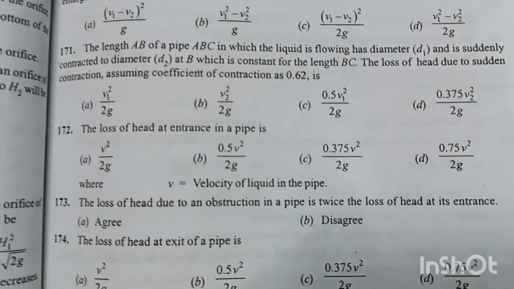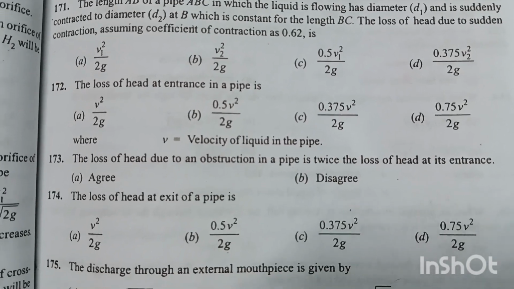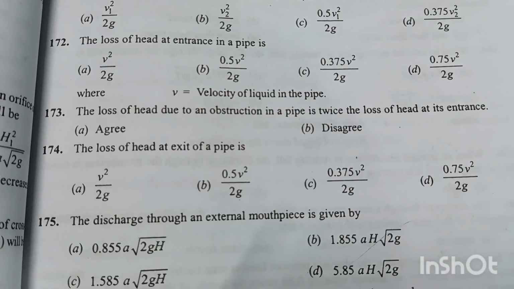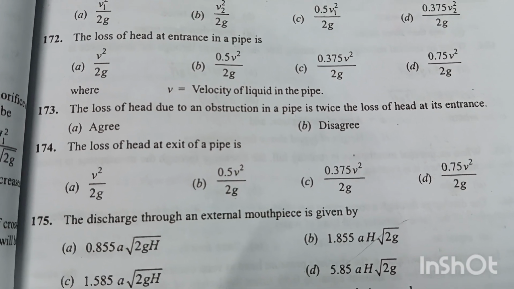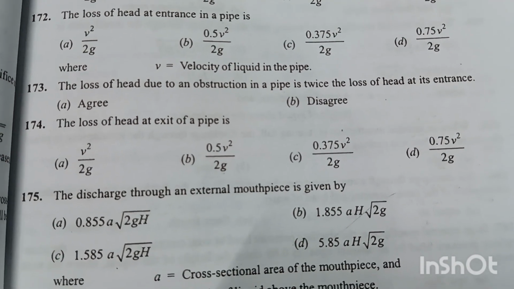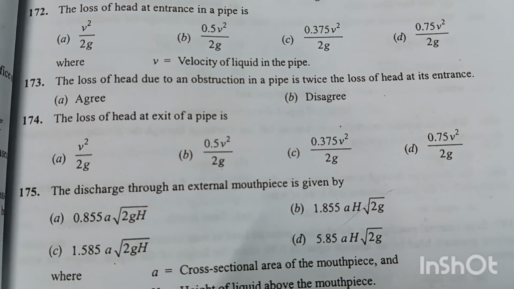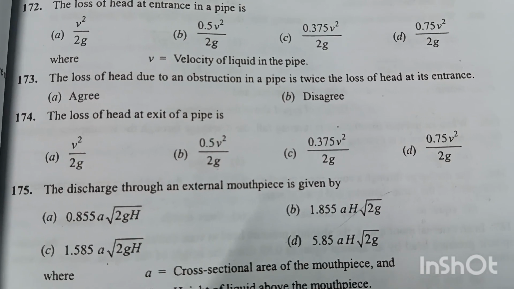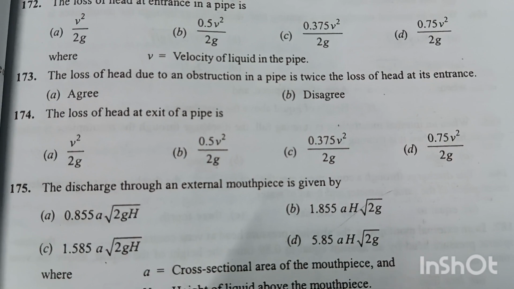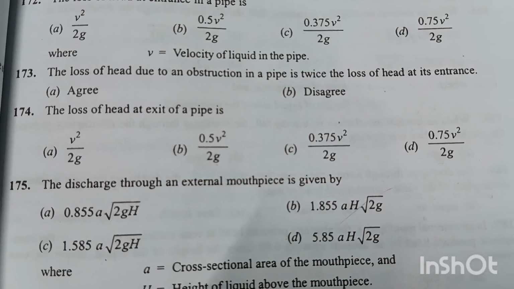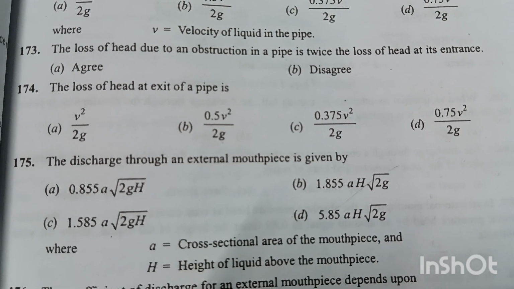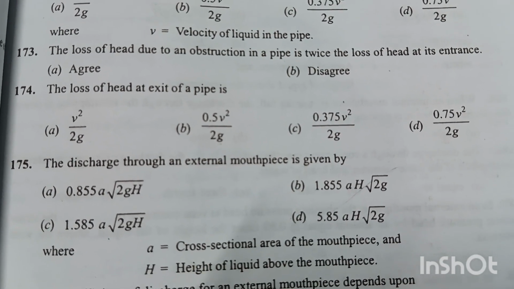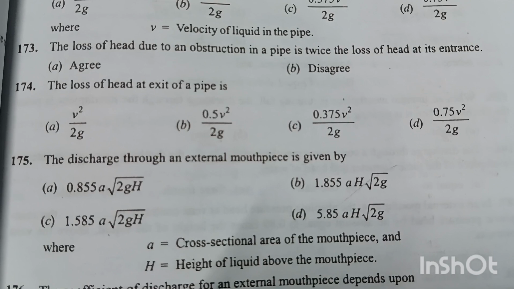Question number 172. The loss of head at entrance in a pipe is 0.5 V square divided by 2G, where V is the velocity of liquid in the pipe. Option B is right answer. Question number 173. The loss of head due to an obstruction in a pipe is twice the loss of head at its entrance. Option A is right answer. Agree. Question number 174. The loss of head at the exit in a pipe is V square by 2G. Option A is right answer.